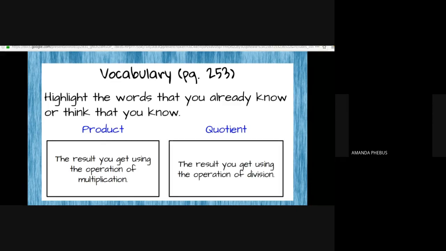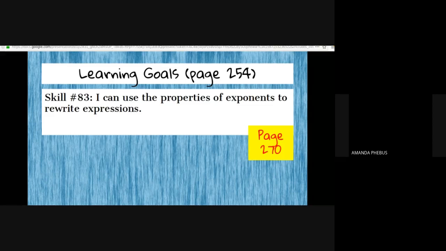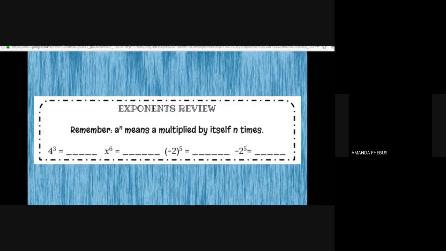Product is another word that you're going to need to know. It's the result of using multiplication. Quotient is the result you get after division.